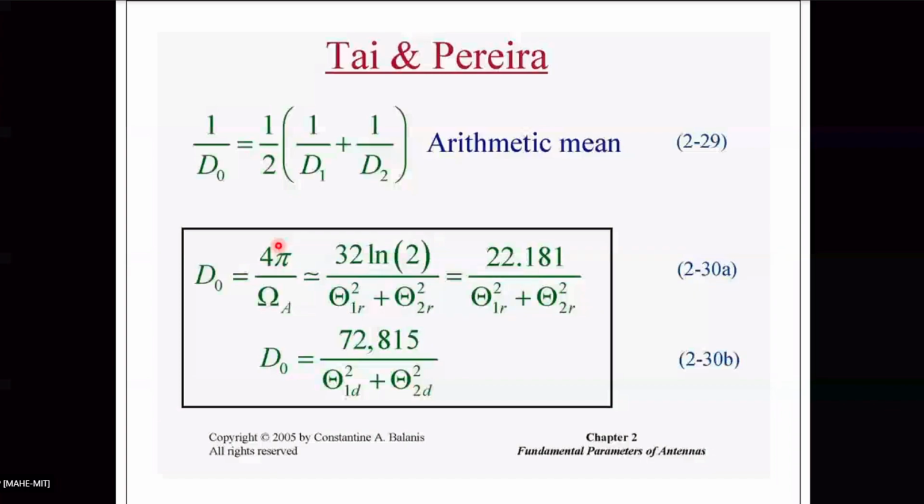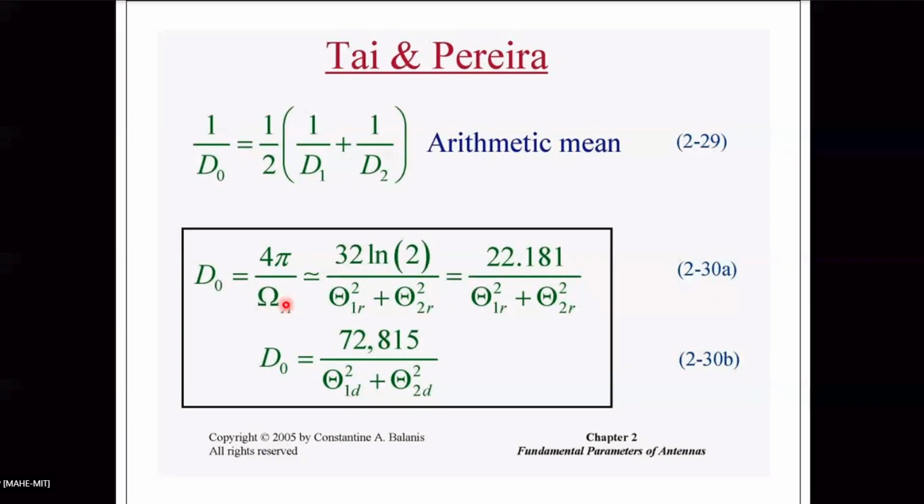Okay, have you understood this? D naught is equal to 4 pi by omega A. Should I go back to that slide? Sir, we understood 4 pi by omega A. After that, when you were explaining the Tai and Pereira formula, you were muted, sir. So can you explain that again?